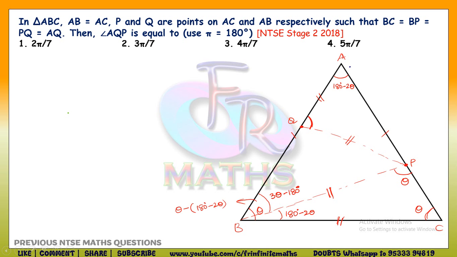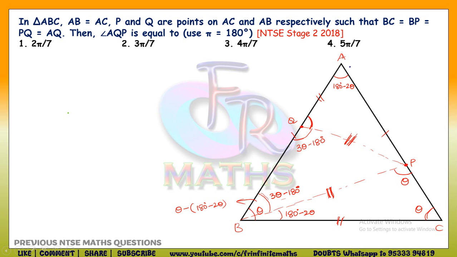Now let us see this triangle, triangle BPQ. So observe this triangle BPQ. In triangle BPQ, again this side length is equal to this side length, right? Then their opposite angles are equal. That means this side length's opposite angle is this, and this side length's opposite angle is this. Already this angle is 3 theta minus 180 degrees, then this angle I can write as 3 theta minus 180 degrees, right?